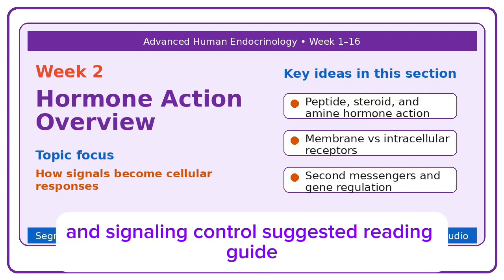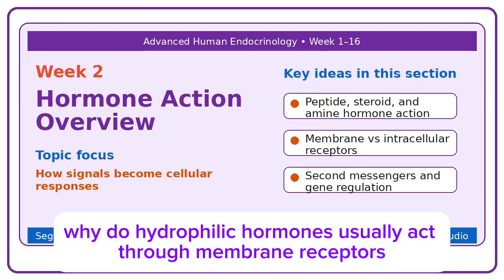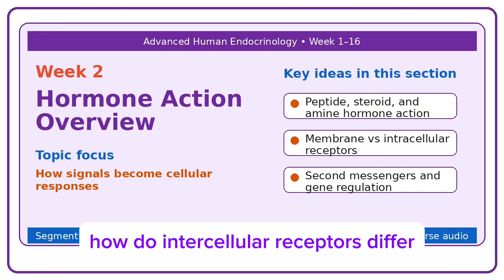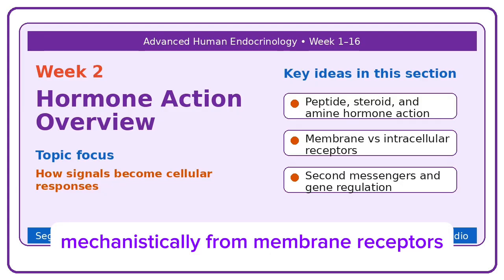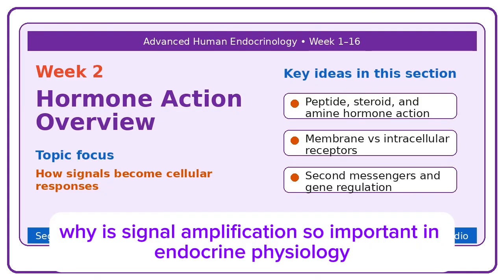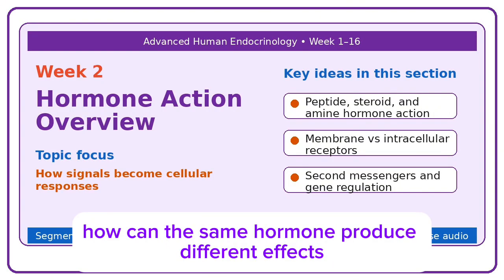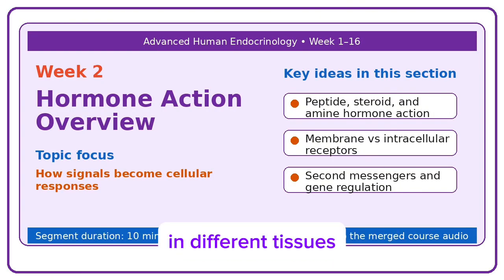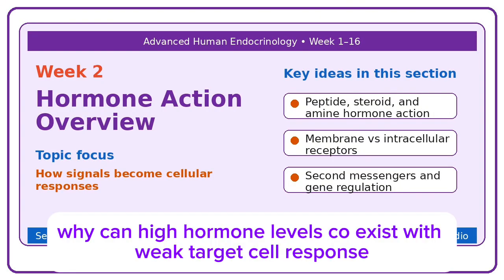Suggested reading guide. Why do hydrophilic hormones usually act through membrane receptors? How do intracellular receptors differ mechanistically from membrane receptors? Why is signal amplification so important in endocrine physiology? How can the same hormone produce different effects in different tissues? Why can high hormone levels coexist with weak target cell response?